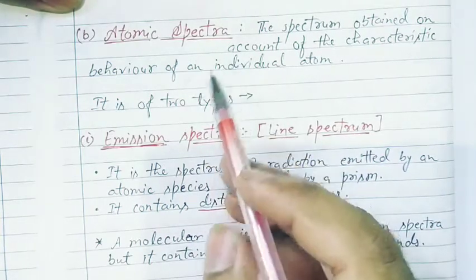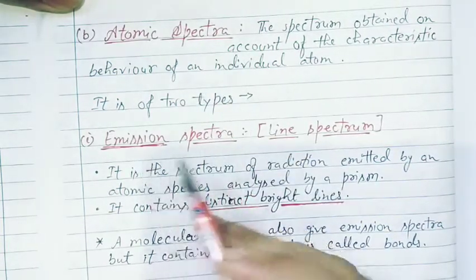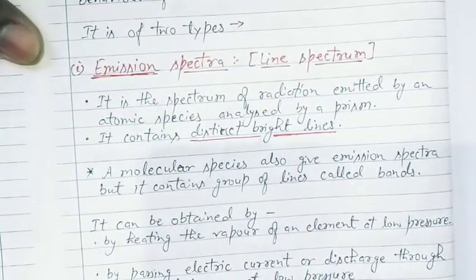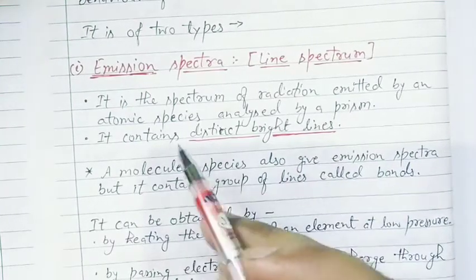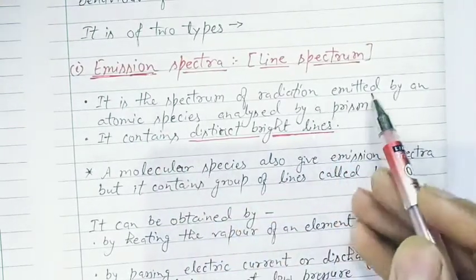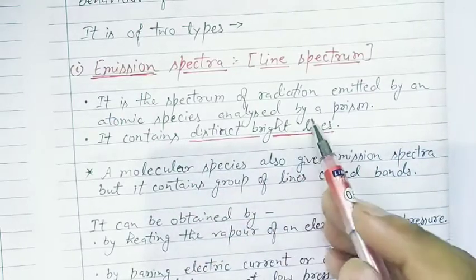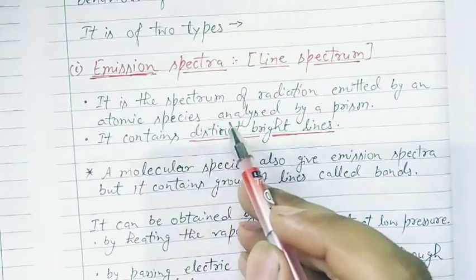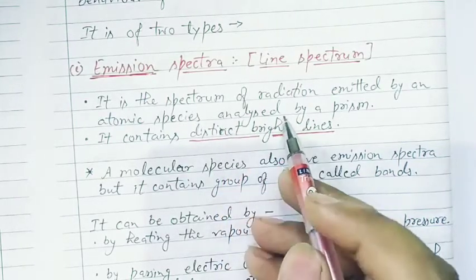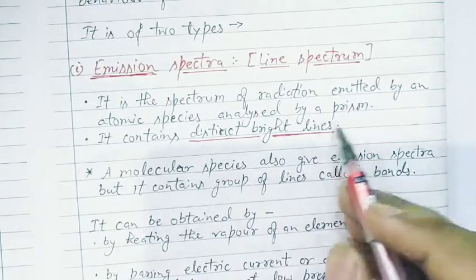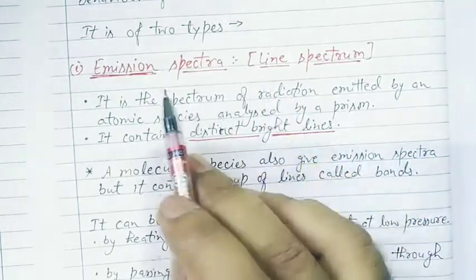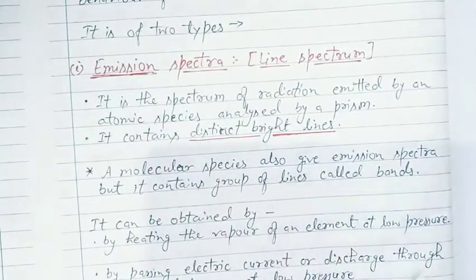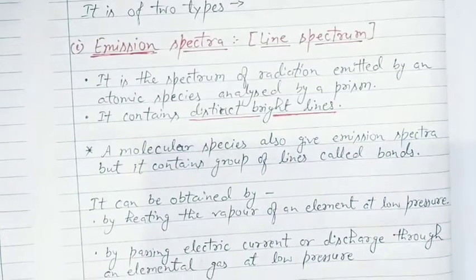Atomic spectra are also of 2 types. The first is the emission spectrum, which is also called the line spectrum. How can we get it and what are its properties? It is the spectrum of radiation emitted by an atomic species, analyzed by a prism. Any atom which emits some energy, if we study that energy by using a prism and some other instruments, gives the spectrum called the emission spectrum. It contains distinct bright lines. I will share a picture with you of how the emission spectrum looks.